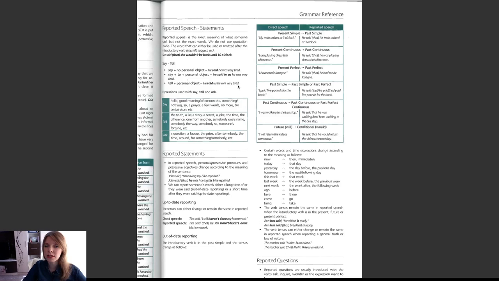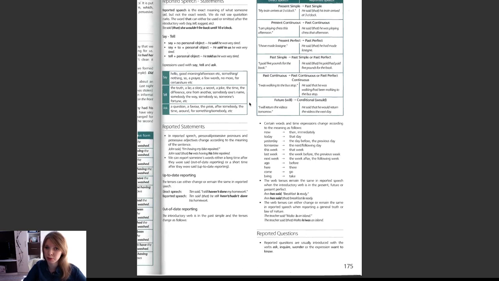Well, here in this table, you have got some additional material concerning the usage of verbs say, tell, and ask, the most commonly used verbs in reported speech. So let's look through without paying too much attention to the collocations. So we can say hello, say good morning, say good afternoon, say something, say nothing, say so, say a prayer, say a few words, say no more, say for certain, say for sure, and etc.